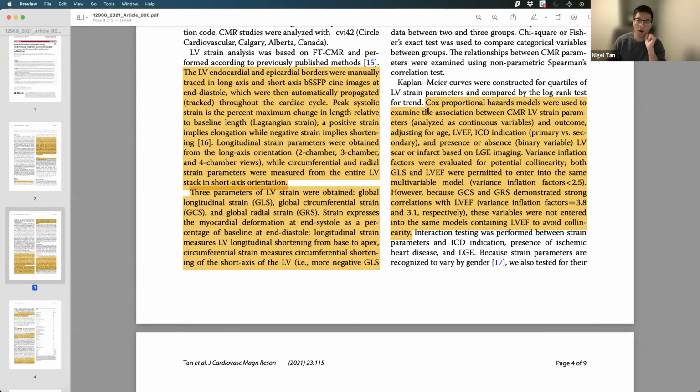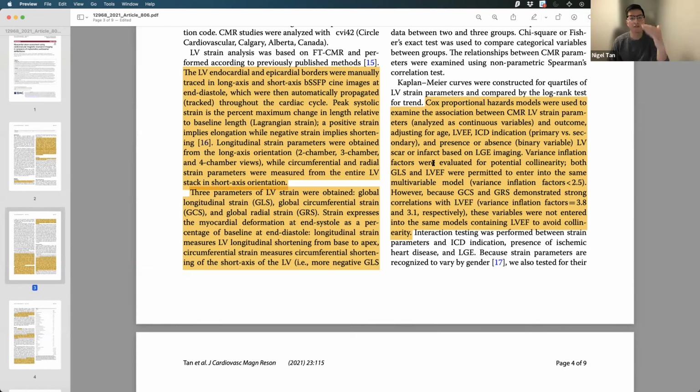Importantly, I just want to highlight for our multivariable analyses, we understood that strain parameters have a certain degree of collinearity with LVEF, and did not want to include both in a model if there was significant collinearity because of the risk of underestimating the impact of one of those variables. So we did assess for the degree of collinearity and found that GCS and GRS did have significant collinearity, and therefore only did models in our multivariable analyses that excluded LVEF together with these. However, GLS was felt to have a variance inflation factor less than 2.5 and was permitted to enter a model with LVEF.